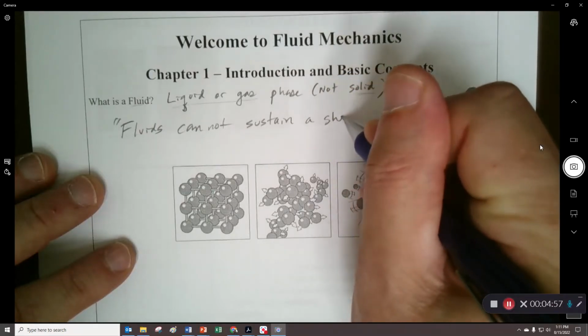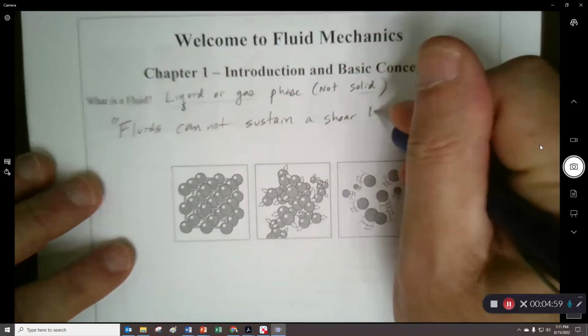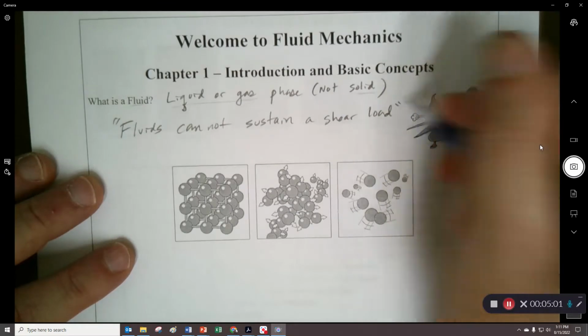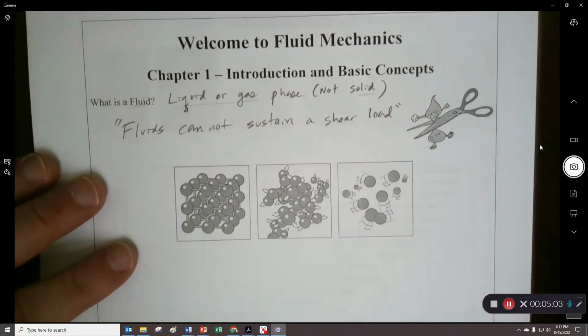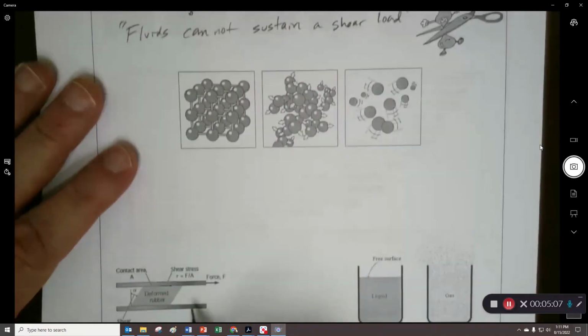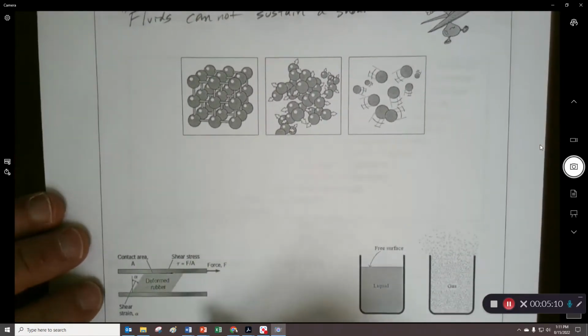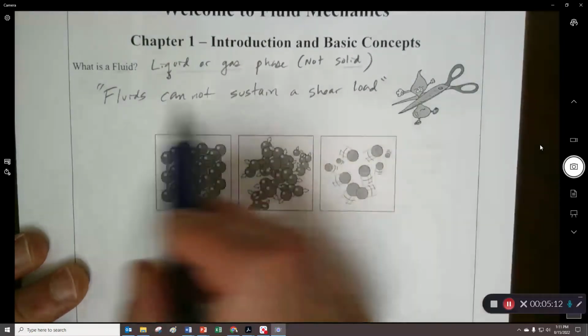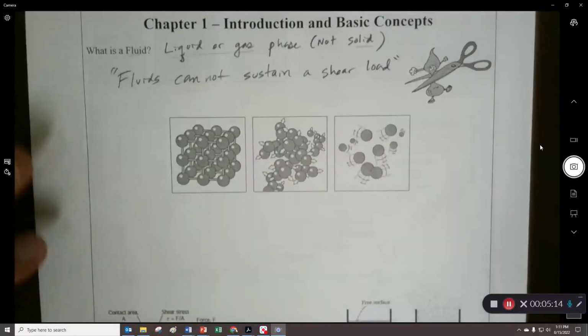Cannot sustain a shear load. Let's say a shear load or shear stress, shear force, whatever. And here's my little image that comes in right here. So I'll explain that down here in a second with this little drawing to help encapsulate the idea: I can't sustain shear. I mean, what does that physically mean?